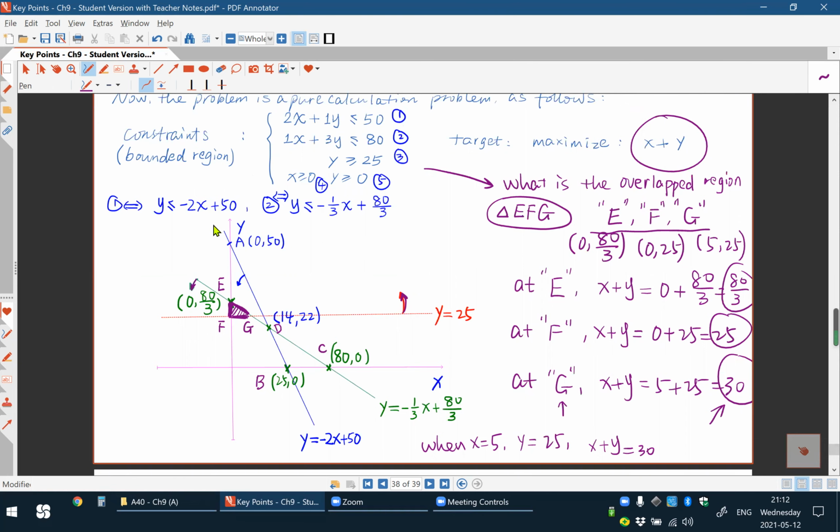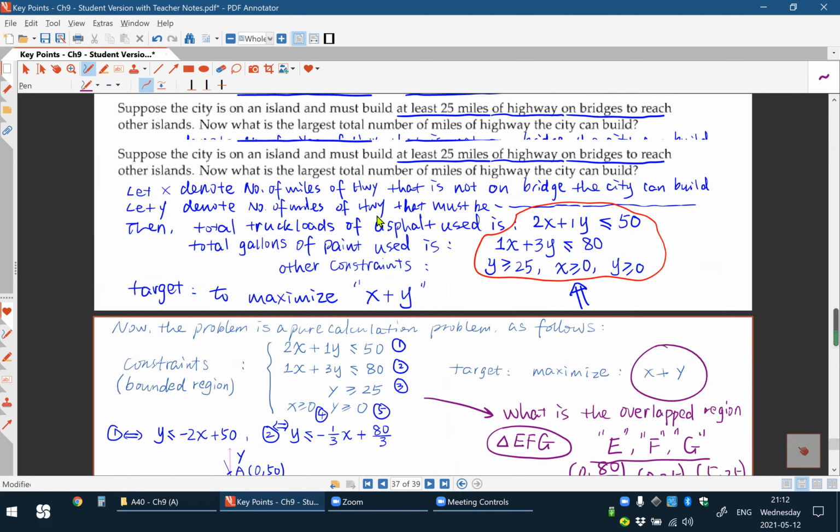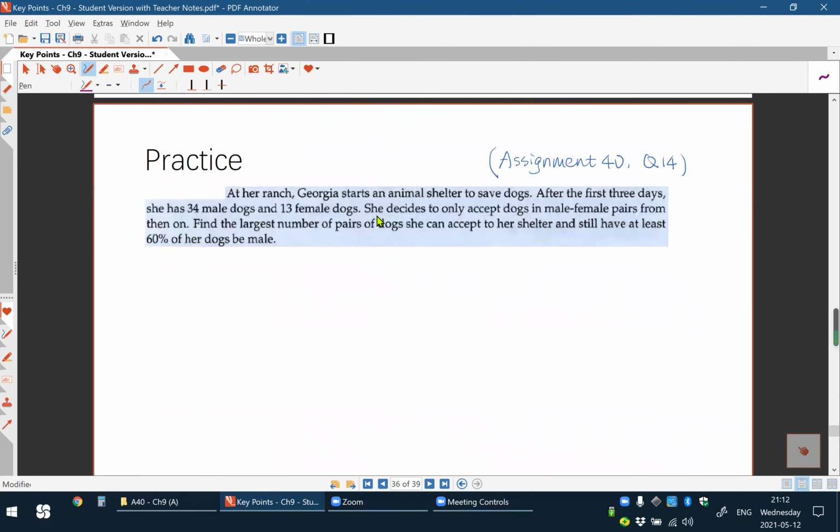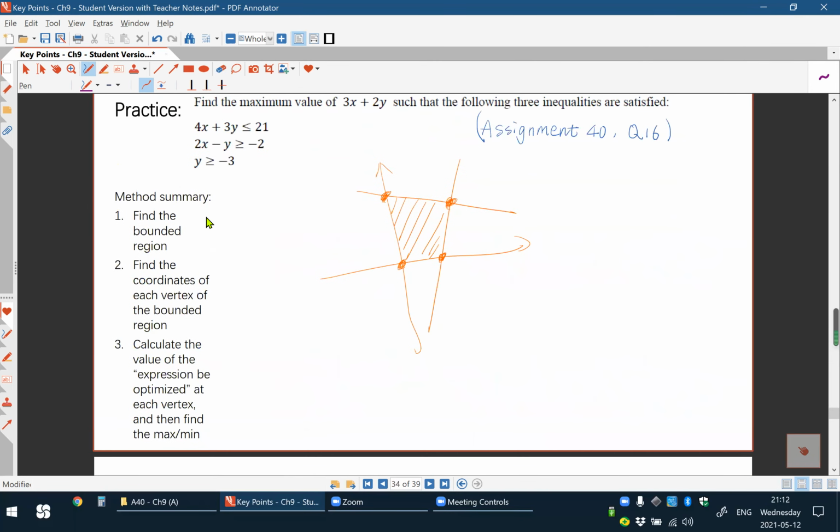This seems a little complex, but the principle behind it is very simple. Okay, just these 3 sentences. First, find the bounded region. Second, find the coordinates of each vertex of the bounded region. Third, calculate the value of the expression to be optimized at each vertex, and then find the maximum or minimum. Okay.